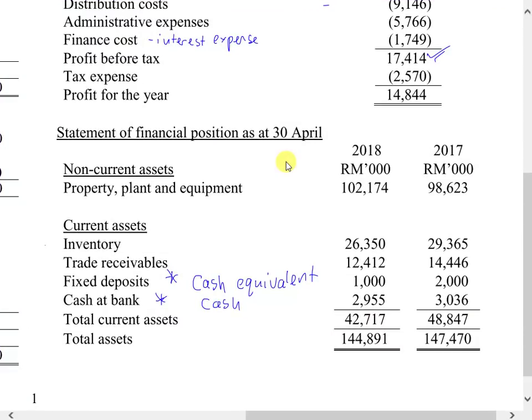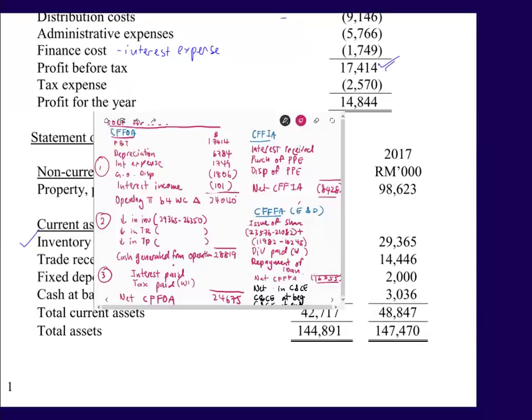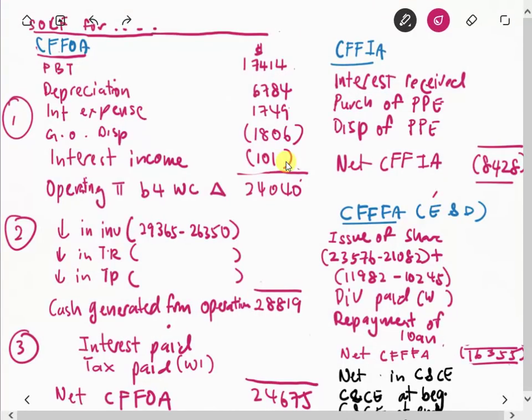Can you put a tick in your answer? Question. This one I'm adjusting now. Last year 29, this year 26. Increase or decrease? Down. Asset is opposite. Down means cash flow up. So decrease in inventory, 29 minus 26. It will be 3. Up or down? Up.